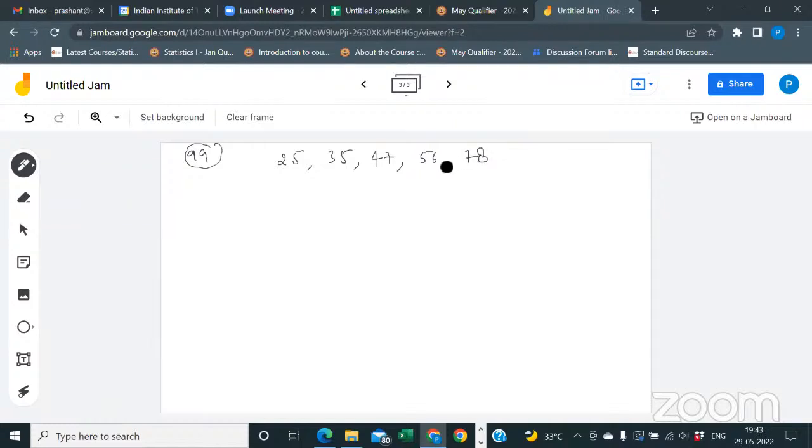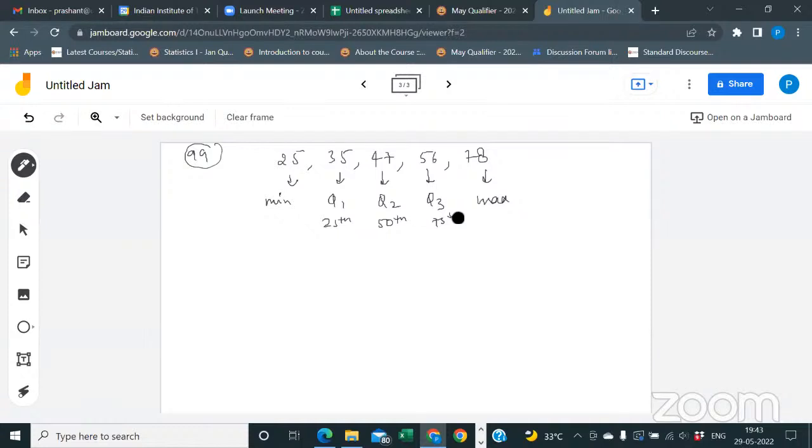You have to find the mean, right? Yes, sir. So this is the minimum value, this is Q1, this is Q2, this is Q3, and this is the maximum. Q1 means the 25th observation, Q2 means the 50th observation, and Q3 means the 75th observation.